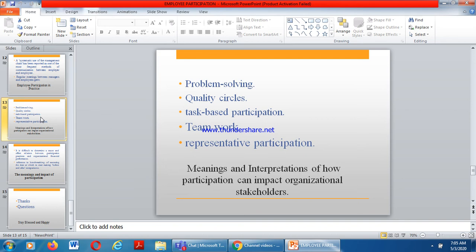How will you involve the employees in decision making? There are problem-solving teams, quality circles, task-based participation, teamwork, and representative participation. All these are different methods. Problem-solving teams and quality circles are very near to each other. The problems come and how they will be solved, mutually between the management and the workers. Quality circles deal with quality issues.